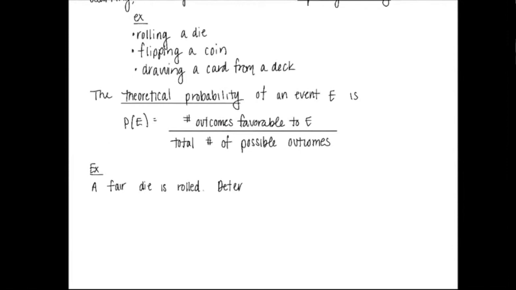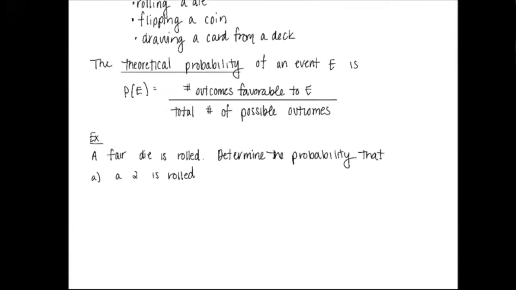Let's determine the probability that first a 2 is rolled. What do you think here? 1 out of 6. Yeah, you got it. For our sample space, we have 6 events. You can get 1, 2, 3, 4, 5, or 6.